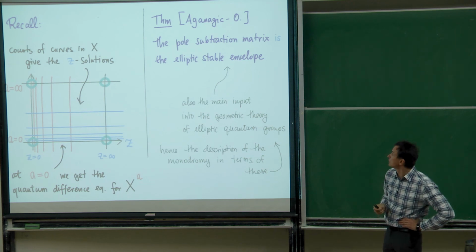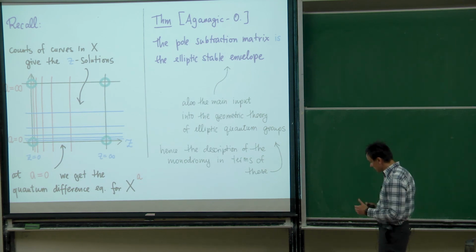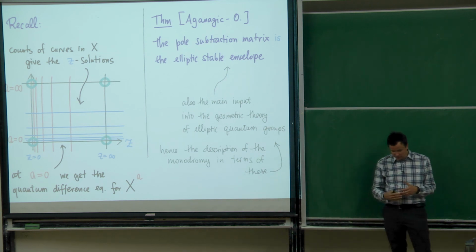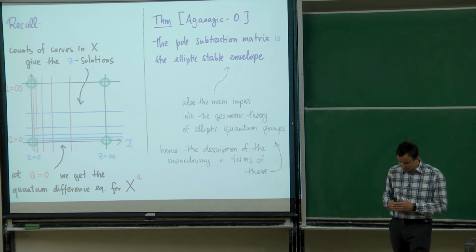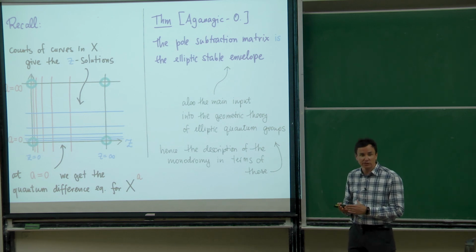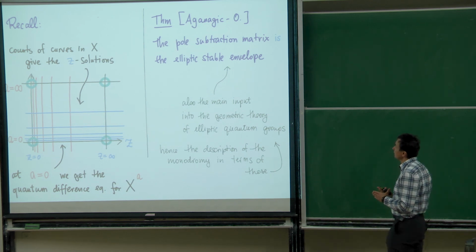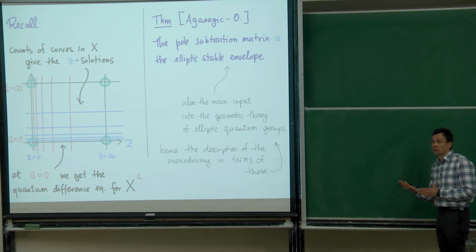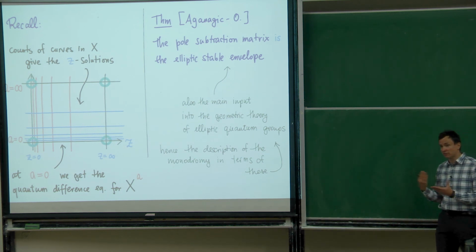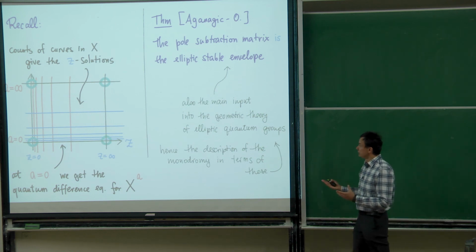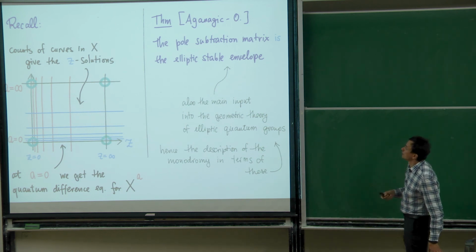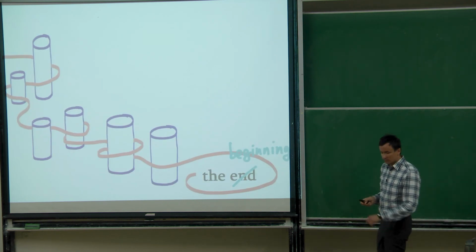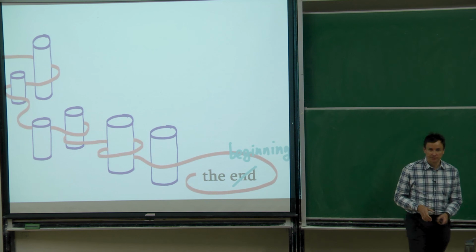elliptic stable envelope. And this elliptic stable envelope, the way stable envelopes are used, is their basic input in a certain construction in geometric representation theory, and therefore this leads you to describe also the monodromy in the same language of geometric representation theory, but now in terms of elliptic quantum groups, if you want. So this is now my last slide, at which point I stop.